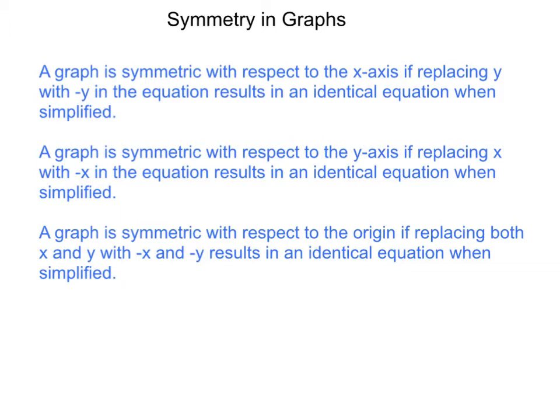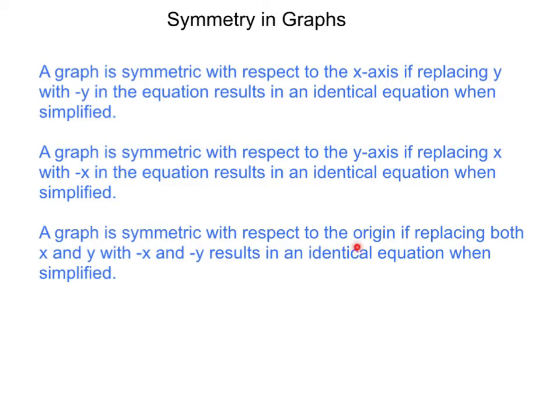Similarly, if a graph is symmetric with respect to the y-axis, it means that when you replace x in the equation with negative x, the equation will again be identical when you simplify it. And the last one, the origin: the graph will be symmetric with respect to the origin if replacing both x and y with negative x and negative y will result in an identical equation.